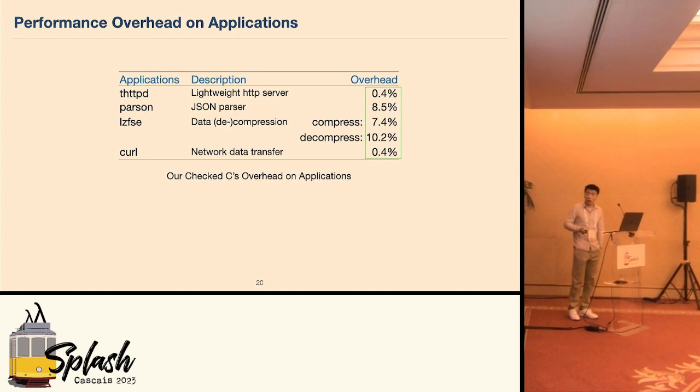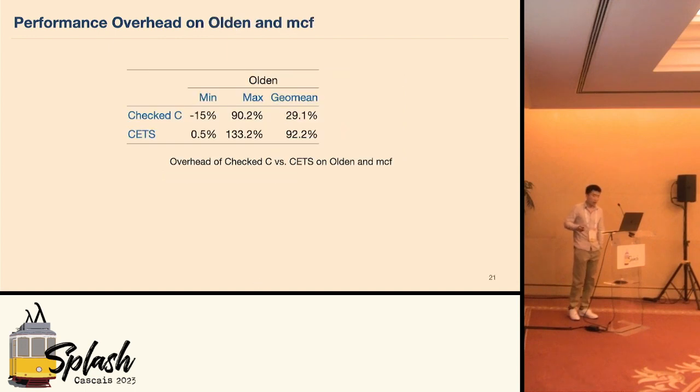And for Odin, our overhead is 29%. It's not a small number, but remember that Odin is pointer intensive, so it represents a pathological situation for your programs. And in contrast, SETS overhead on Odin is 92%, while SETS overhead on SPEC 2006 is 45%. And for this MCF program, the overhead comparison is 64 versus 175.